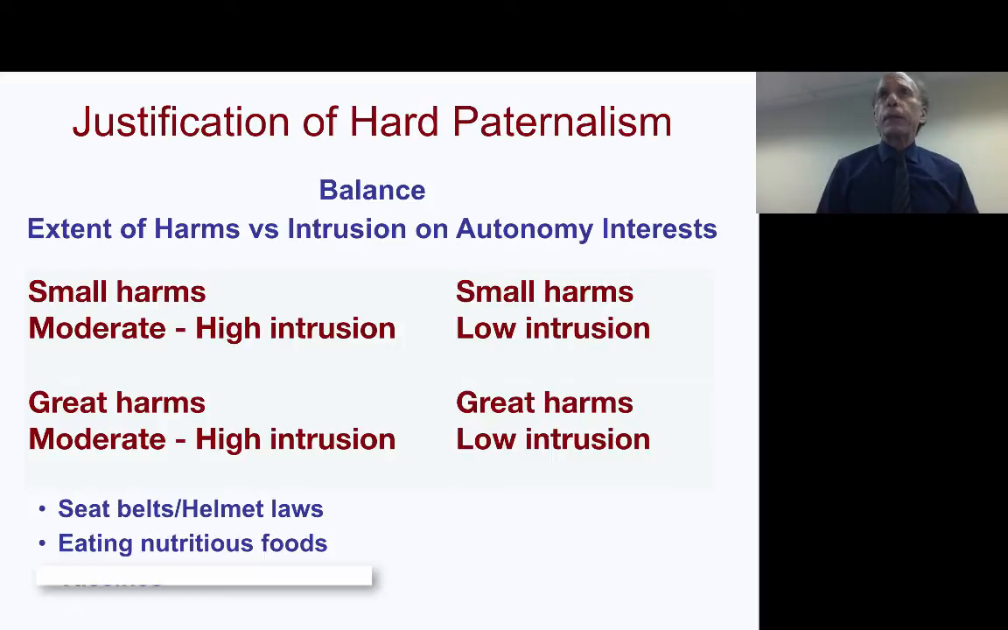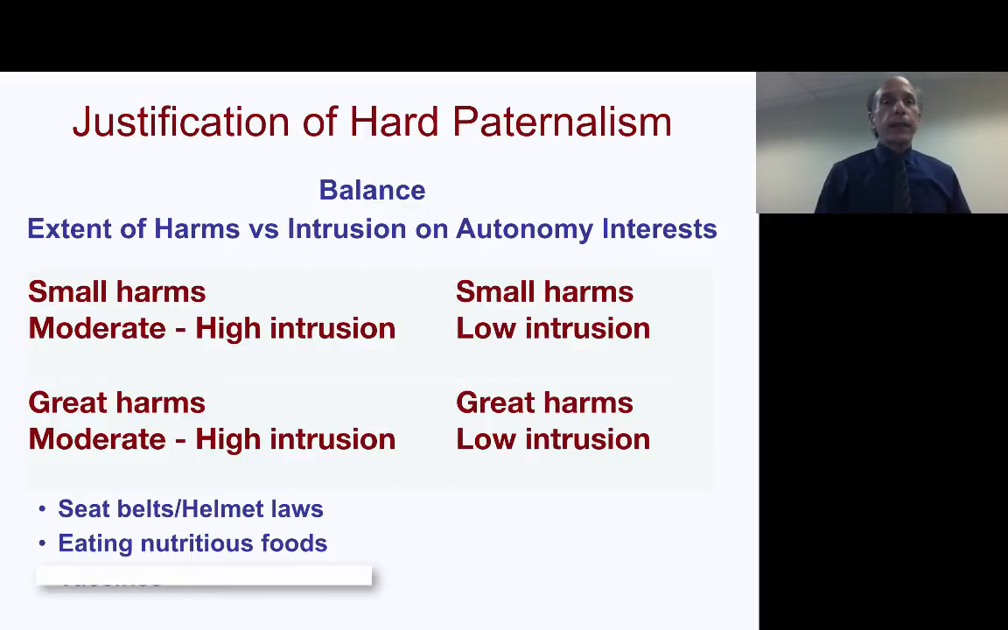So we have four different types of categories. On one hand, we could have an action that could prevent small harms, but has a moderate or high intrusion on autonomy, or an action has the potential to prevent great harms, but has a moderate or high intrusion on autonomy. Alternatively, an action could be preventing small harms and also have a low intrusion on autonomy interests, or an action has a potential to prevent great harms to self and society, but has a low intrusion on autonomy interests. So, for example, seatbelt laws and helmet laws could be considered an action that could prevent potentially great harms to self and society, and yet have a low intrusion on autonomy.